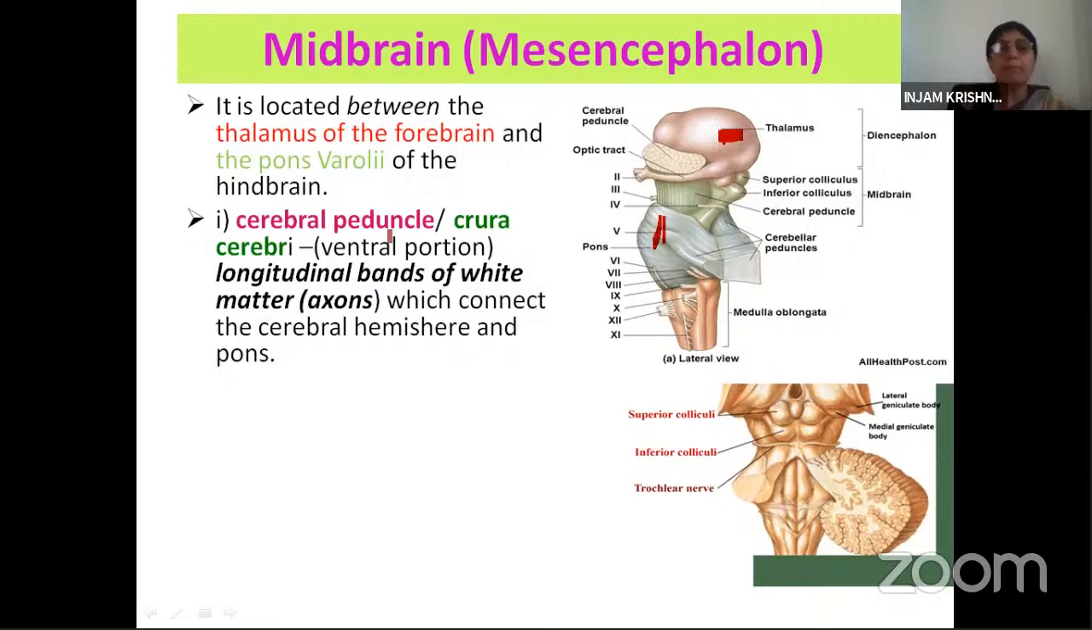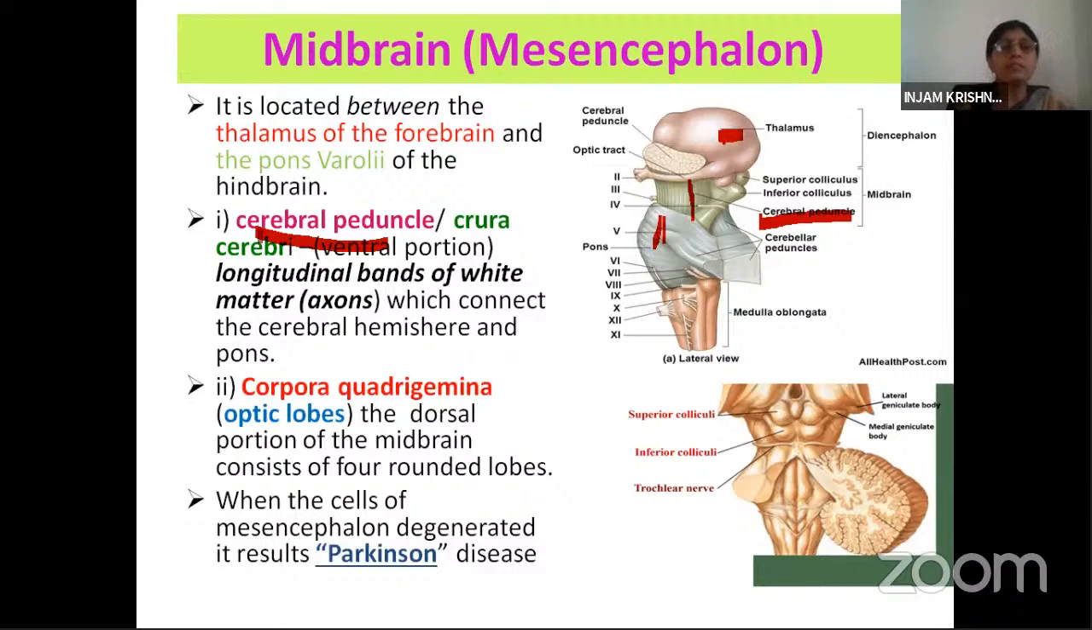Number 1, cerebral peduncle or crura cerebri. Peduncle is nothing but bundles of axons, fibers of nervous tissue. This is the midbrain, and the location of the midbrain is here. It is the cerebral peduncle, longitudinal bands of white matter. White matter, as I told you already, means bundles of myelinated axons, which connect the cerebral hemisphere and pons.